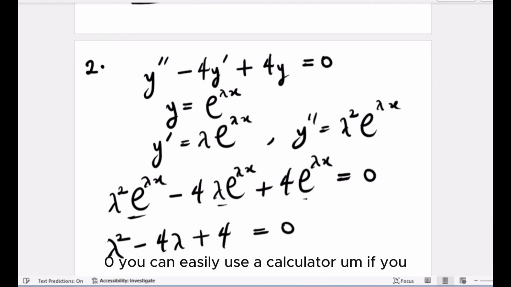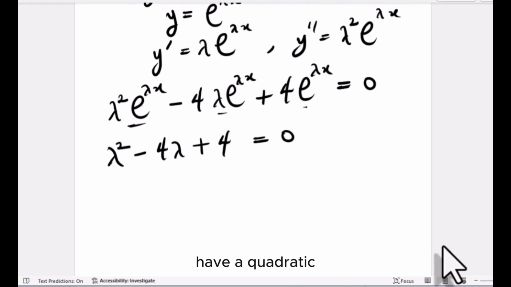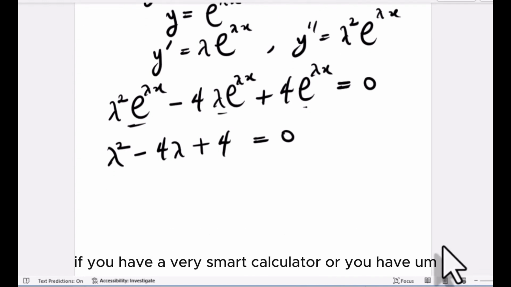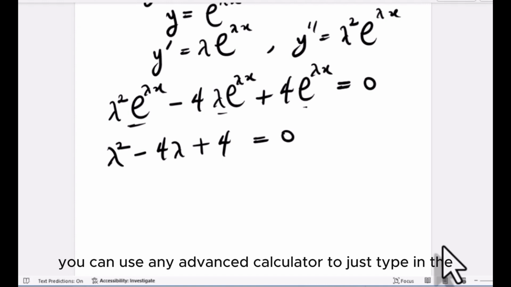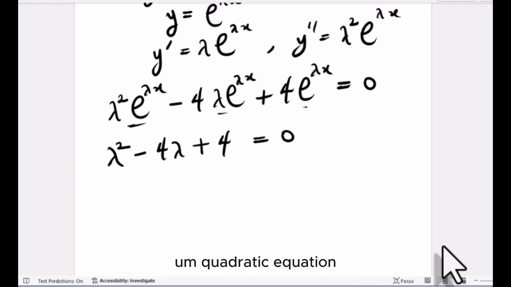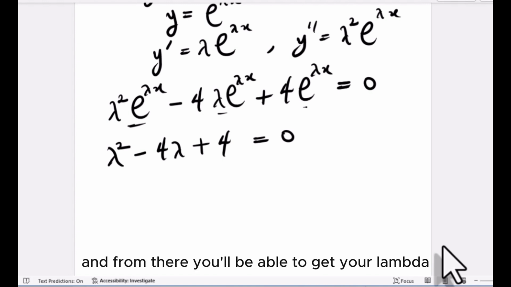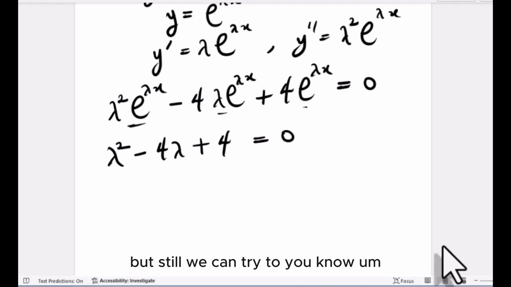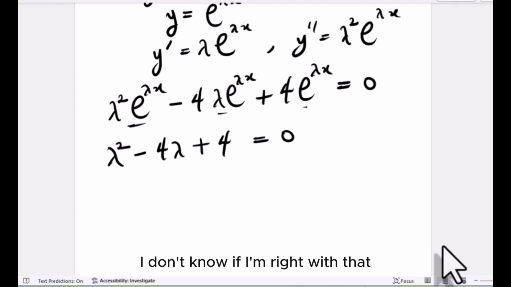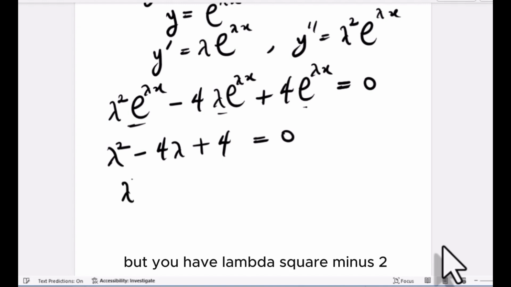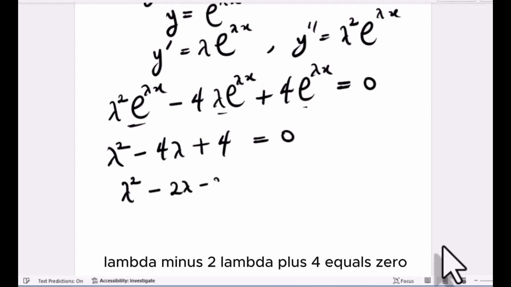You can easily use a calculator for a quadratic if you have a smart calculator. In front of me, I have the FX-991ES Plus, and you can use any advanced calculator to type in the quadratic equation, and from there you'll be able to get your lambda. But we can still try the factorization method: lambda squared minus 2 lambda minus 2 lambda plus 4 equals 0.